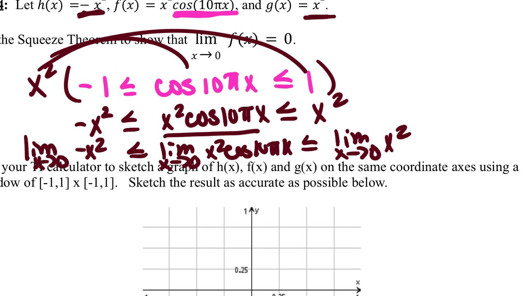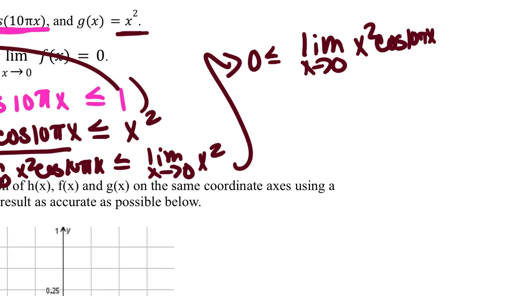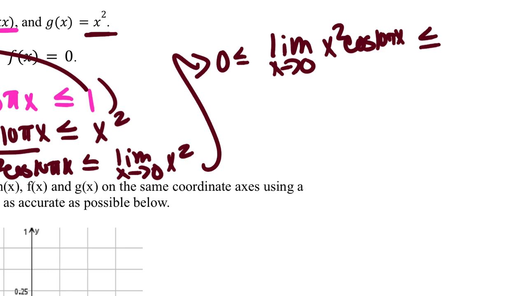So as I continue, what's the left going to be? What's the limit of negative x squared? Thank you. Then I have all that stuff in the middle. I'm doing the limit. This is what I'm squeezing, of x squared cosine 10 pi x. And then what's the limit of the right bound or the upper bound? So therefore, this one has to be 0.